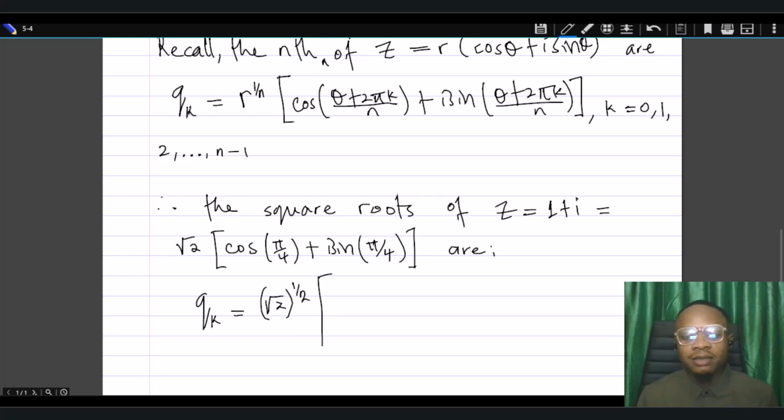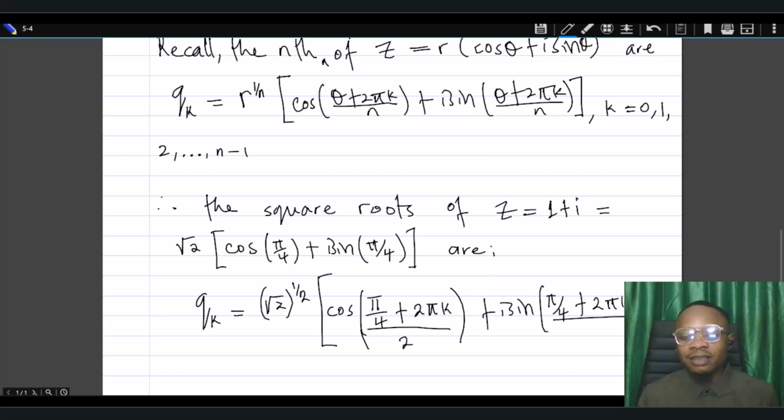Then we have cos theta, where theta is the argument of the complex number we are taking the root of. So theta in this case is pi over 4. Right here we have pi over 4, then plus 2 pi k, then we divide by n, which in this case is 2. Then plus I sine of theta, where theta is still pi over 4, plus 2 pi k, then divided by 2. So we close this and close this.